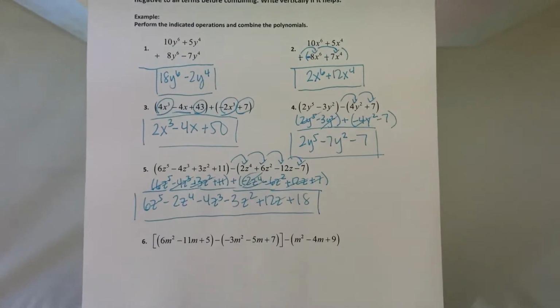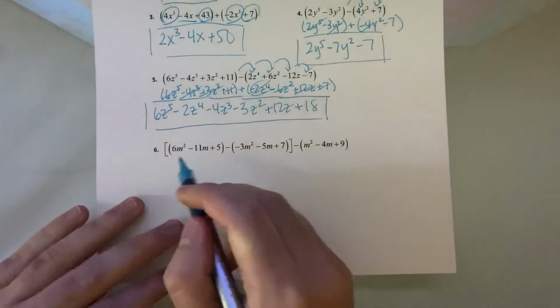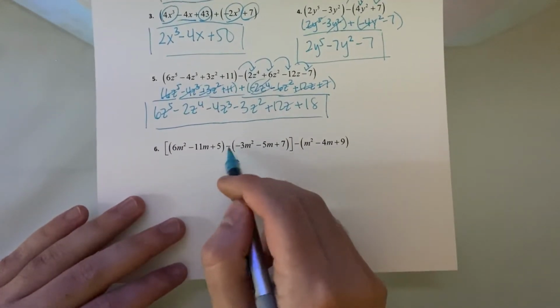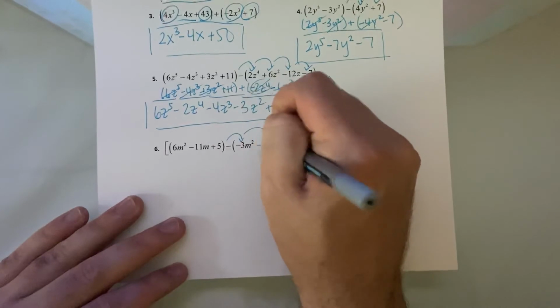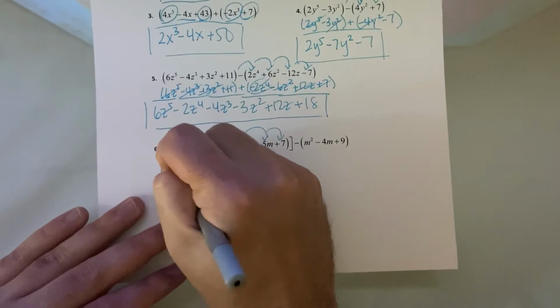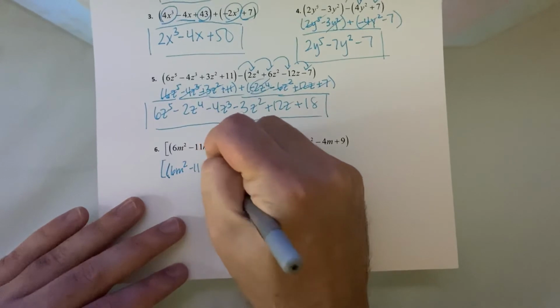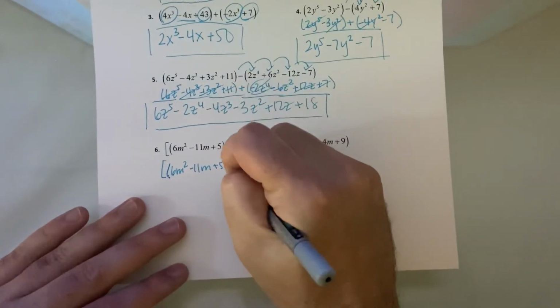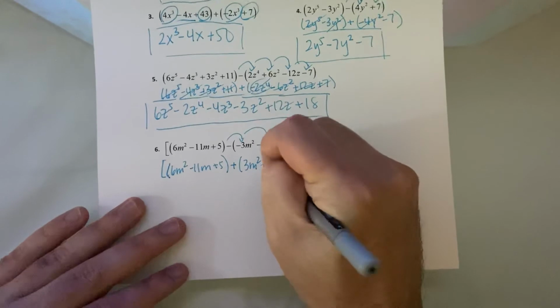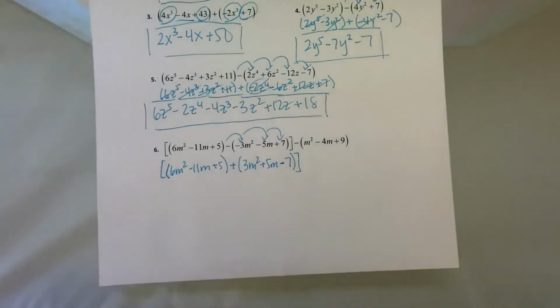Now, that's not always the case, because you could possibly have 3 different things. So my suggestion, just like on most problems, is to do 2 at first and then worry about the last one after. So again, subtraction should become addition and distribute the negative through. So we've got 6m squared minus 11m plus 5, parentheses. It's now plus 3m squared plus 5m minus 7 when distributing the negative. I'll bring this down when we're done combining these.